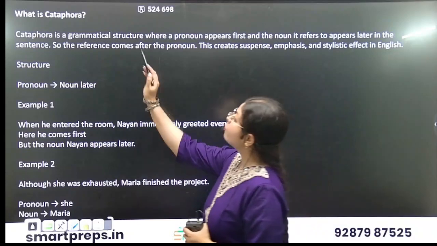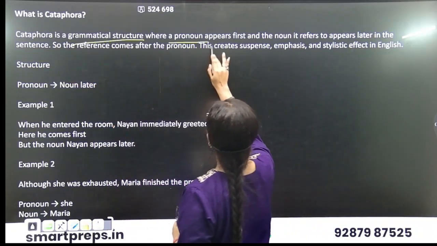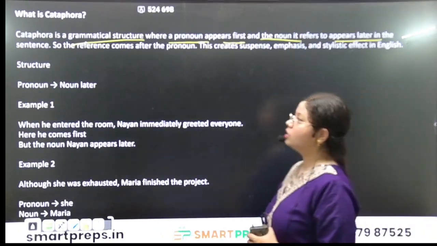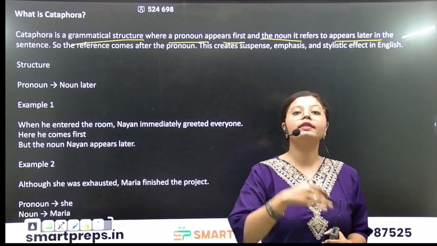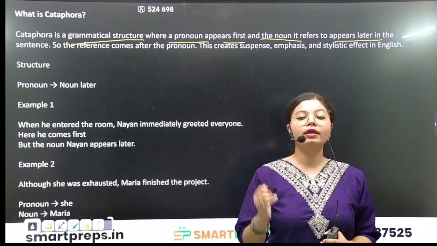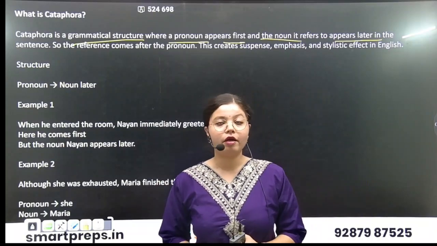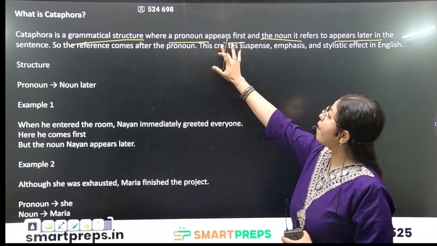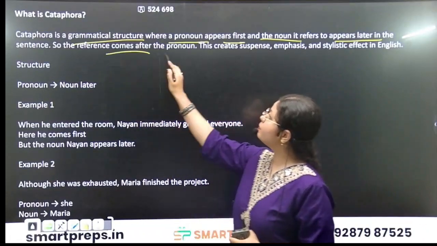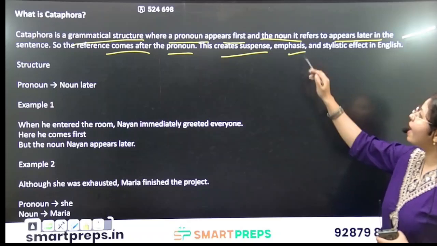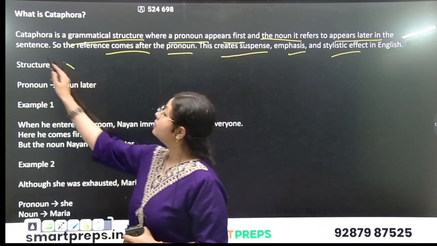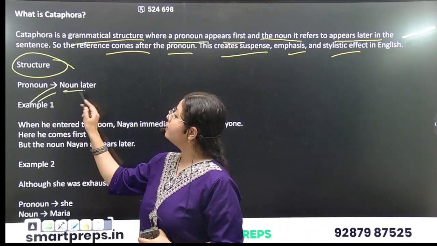actually is. Cataphora is a grammatical structure where a pronoun appears first and the noun it refers to appears later in the sentence. So the pronoun will be in the first place and then only the noun will be there. But in regards to anaphora, the noun is in the beginning and the pronoun is in the later part of the sentence. So the reference comes after the pronoun. This creates suspense, emphasis and stylistic effect in English. Now let's understand the structure: the pronoun, then the noun, later on.